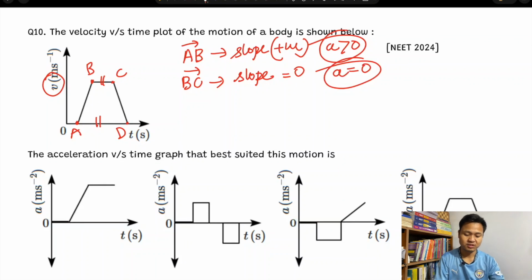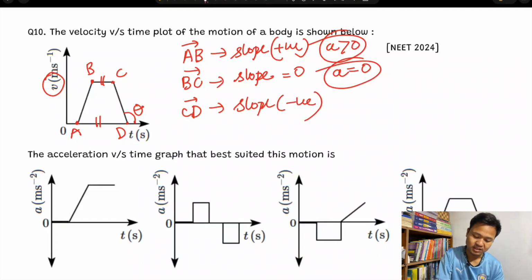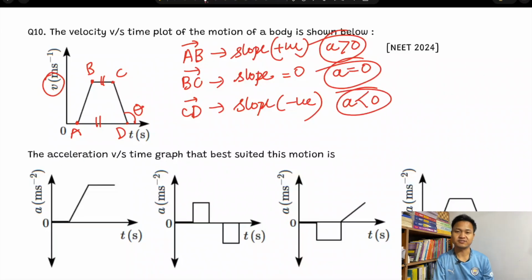From C to D, what is the angle here? You see, this is greater than 90, so that means you have a negative slope. Slope is negative, so acceleration is negative. Okay, so now based on these three, you just check the options.